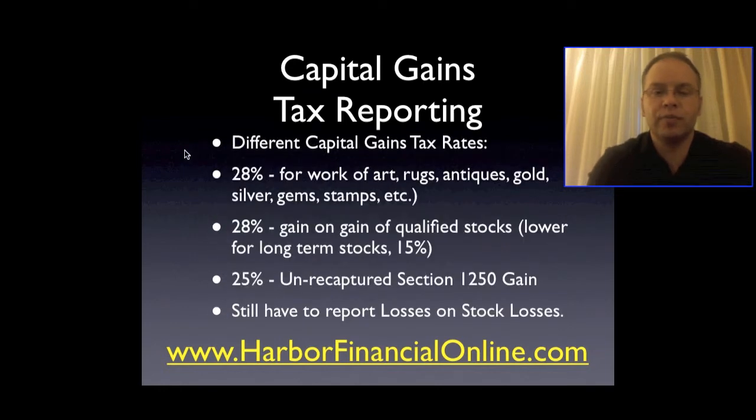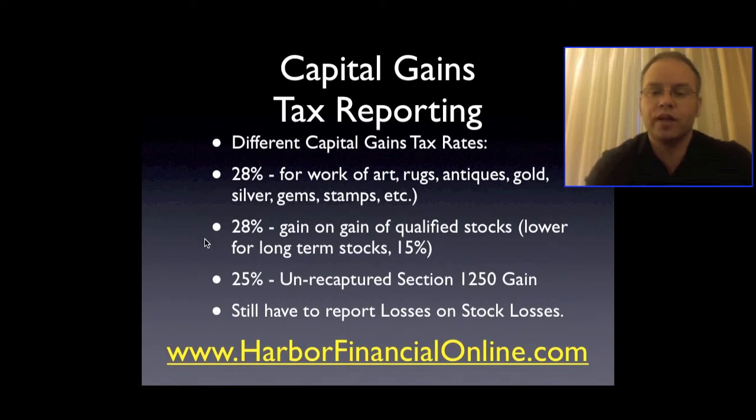Now, the different capital gains tax rates are as follows. You have a 28% tax rate for any items sold that are works of art, rugs, antiques, gold, silver, gems, stamps, and any other items that are related to these.